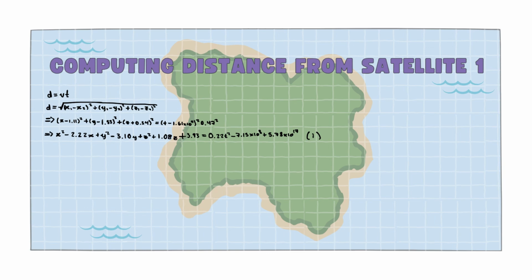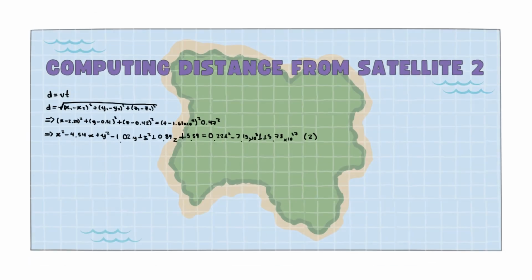This will give us as equation 1, x squared minus 2.22x plus y squared minus 3.10y plus z squared plus 1.08z plus 3.93 is equal to 0.22 t squared minus 7.15 times 10 to the 8th power t plus 5.78 times 10 to the 17th power. Now we're going to be repeating the same process but with the distance from satellite 2, satellite 3, and satellite 4.